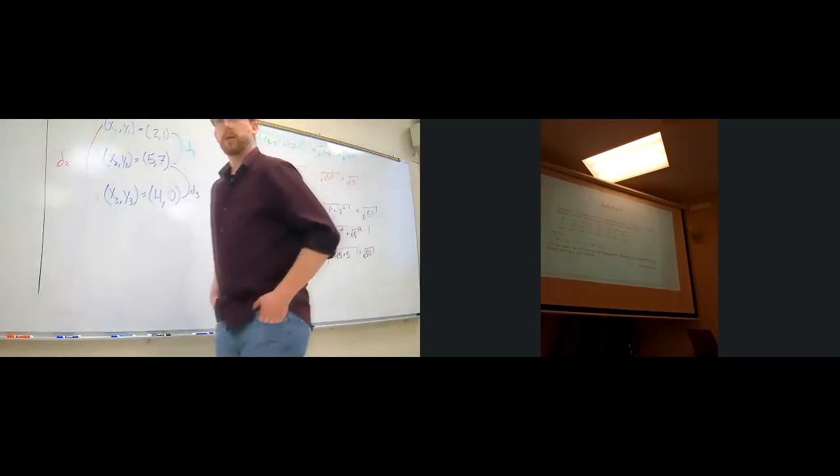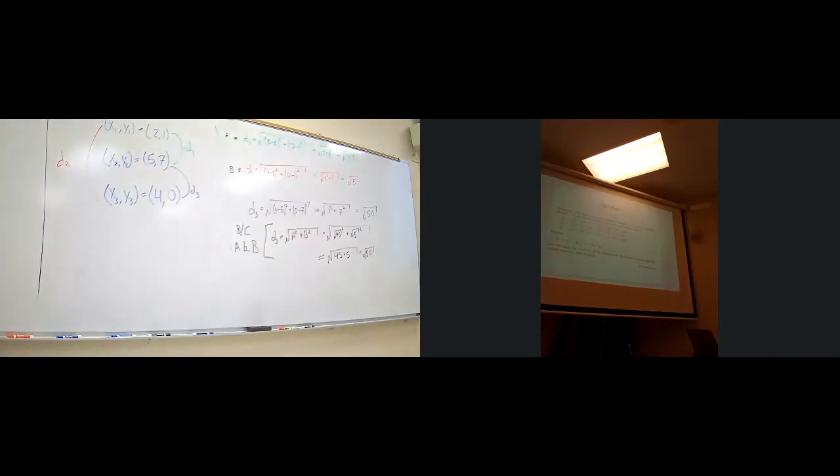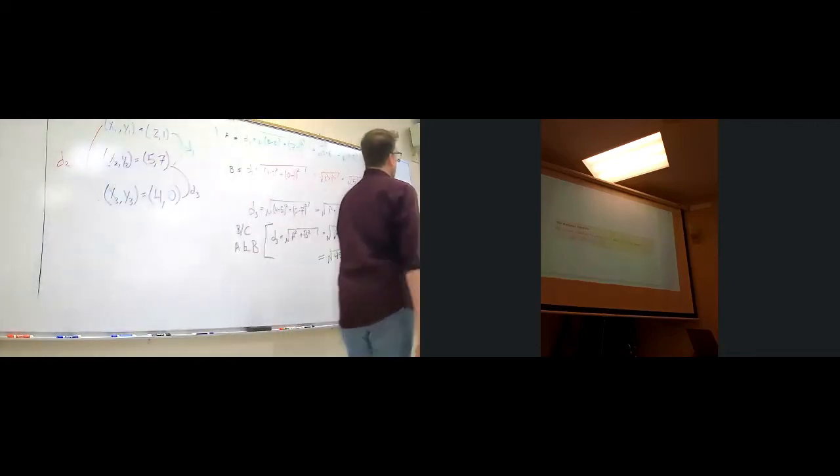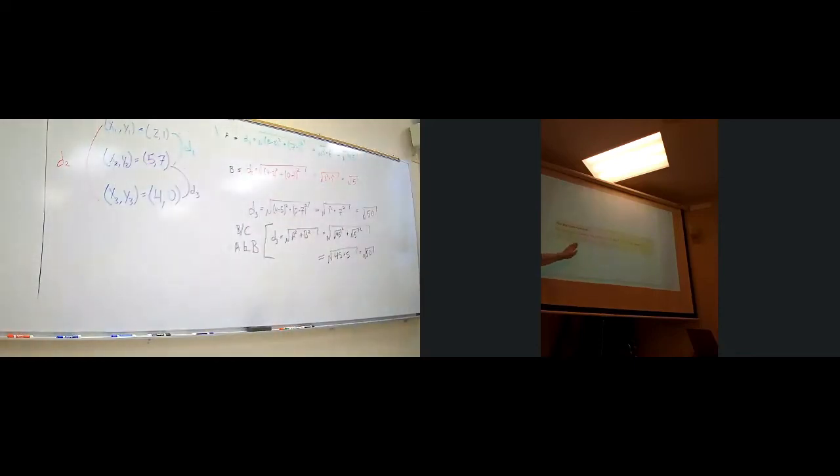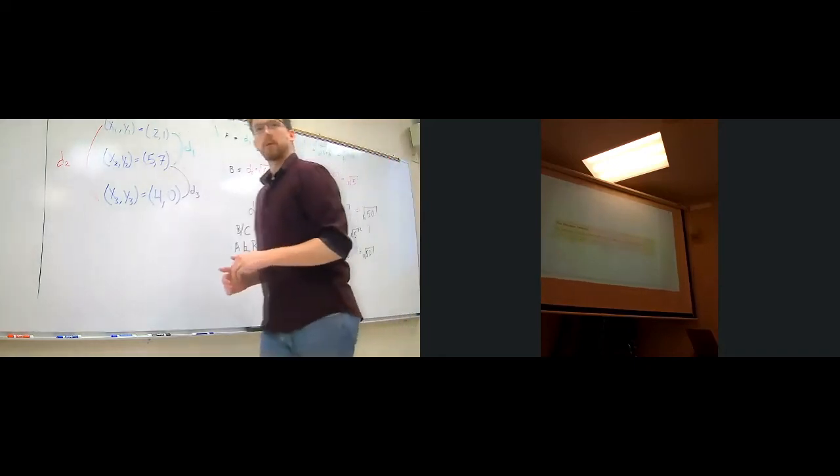So question. It's not really a dumb question, but is the distance formula just for right triangles? No, the distance formula is for any two sets of points. The Pythagorean theorem is just for right triangles, yes. So this always works. Always, always, always works. Pythagorean theorem only works on right triangles.